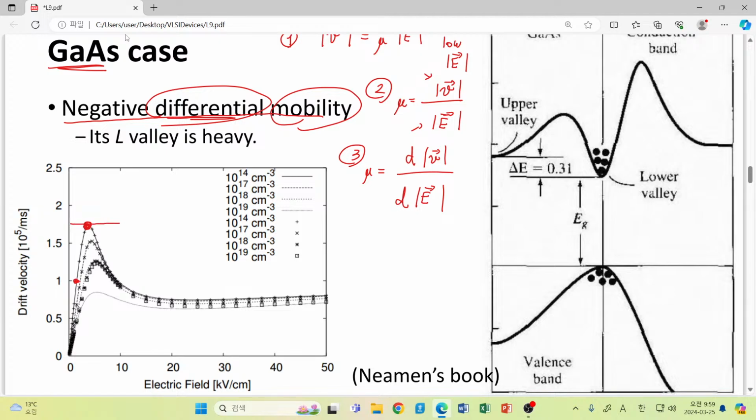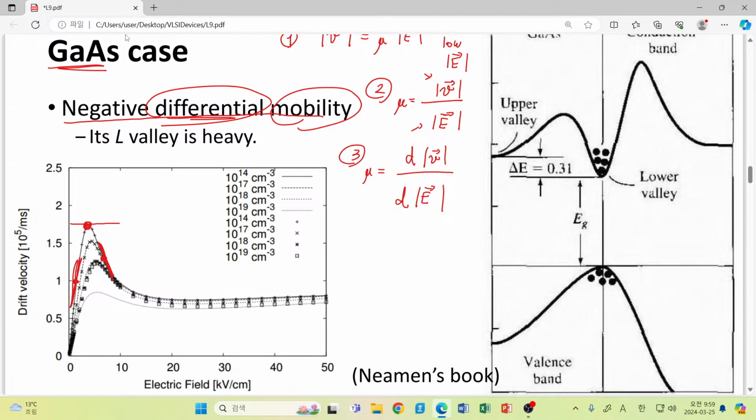Please consider this part. What is the derivative? Positive. And please consider this part. What is the derivative? The derivative gives us a negative value.